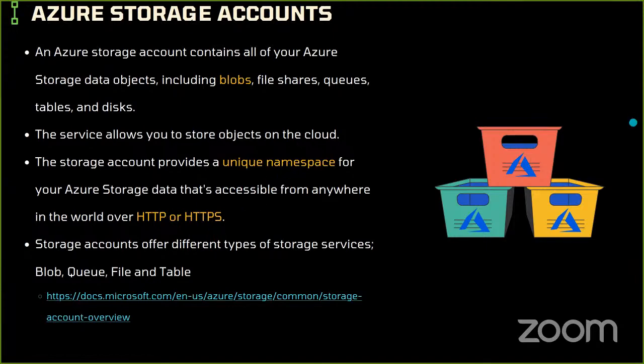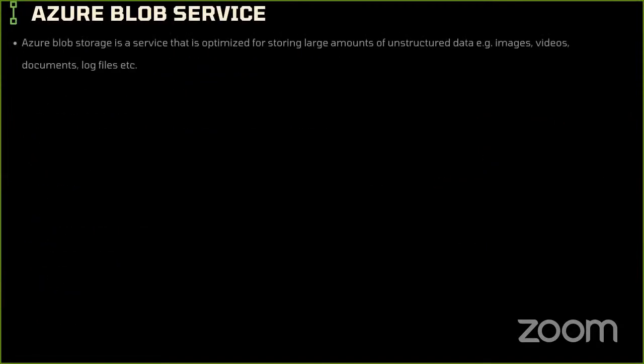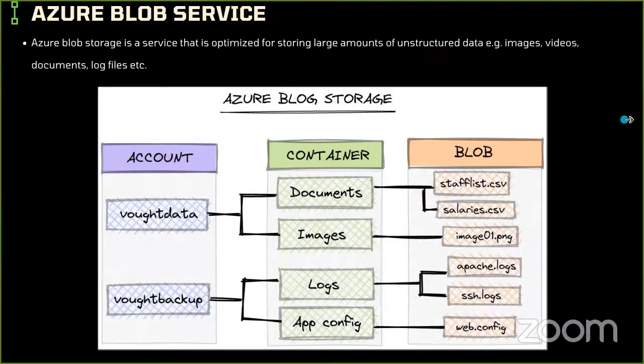Let me just go to this diagram to make it easier to explain. When you create a storage account, you're given a unique identifier. Since our organization is Vault, say they want to store that data in a container in an account called Vault Data. So you create a storage account called Vault Data, Vault Backup, and this will be unique to this organization.